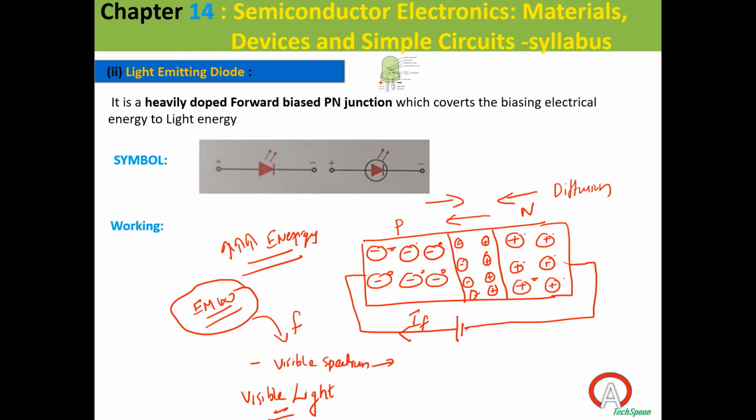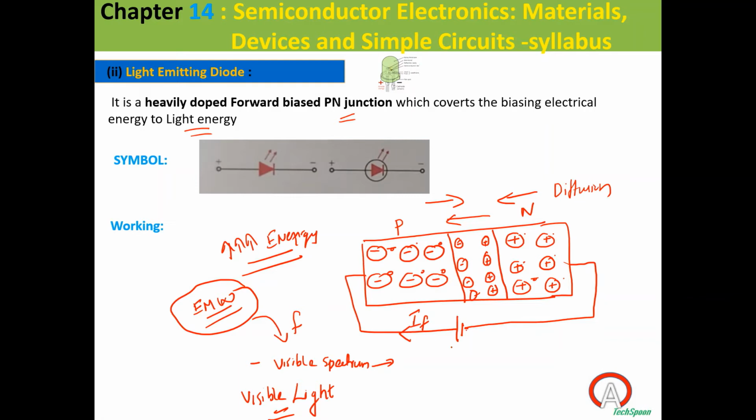So what we have to do, what is the requirement? We need to produce what? Energy, light. We need to produce light from the electrical energy in this PN junction.